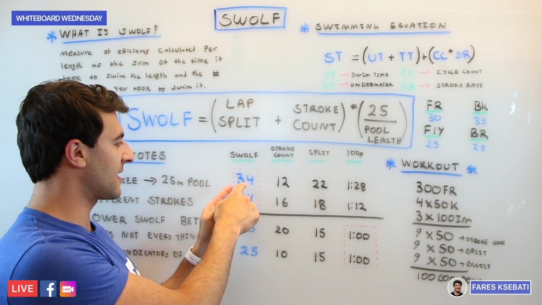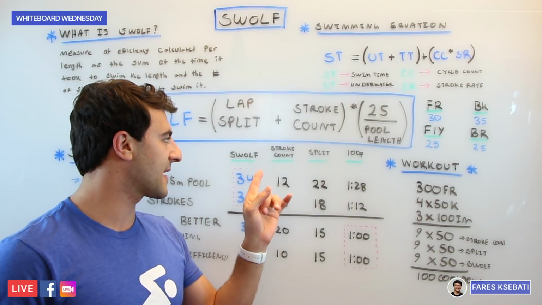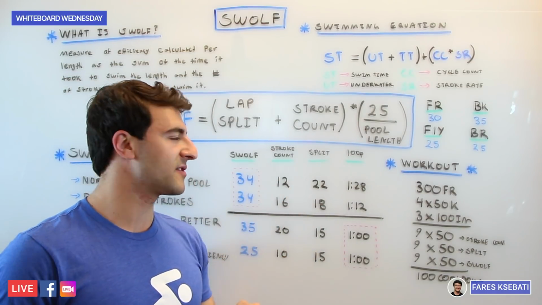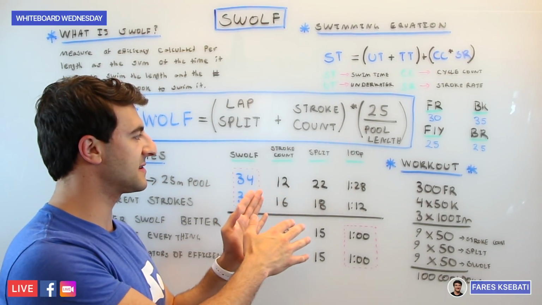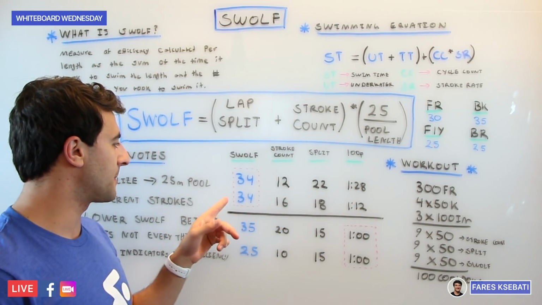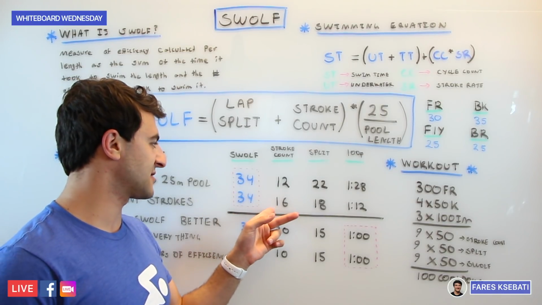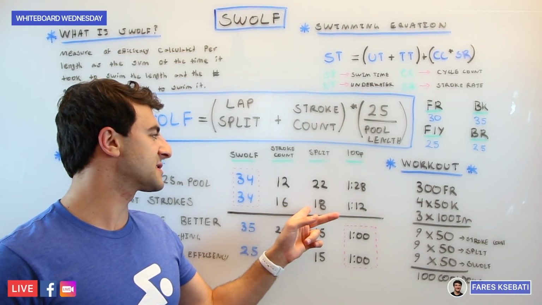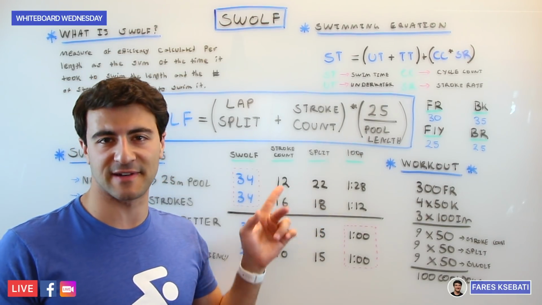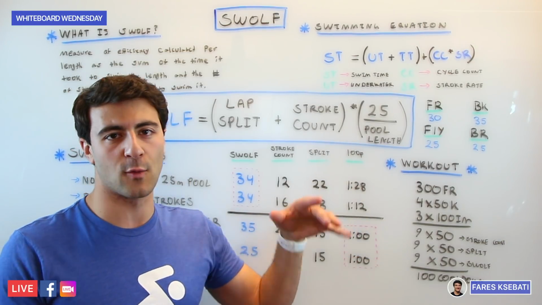The swimmer in the first column has a 34 SWOLF score, and they got to that by taking 12 strokes in their freestyle with a 22 split. So their 100 pace from a 22 split would be a 128. Now swimmer B also has a 34 SWOLF score, but they took 16 strokes, so more strokes, but they're swimming 4 seconds faster per 25 meters. They're going 18 seconds instead of 22, and as a result, their 100 pace is a 112.